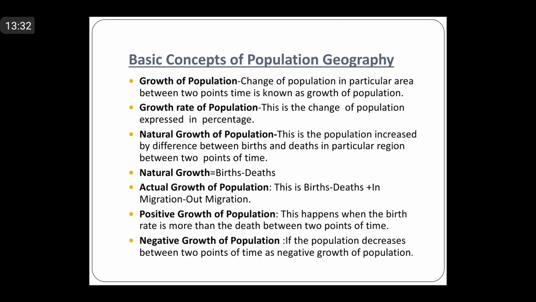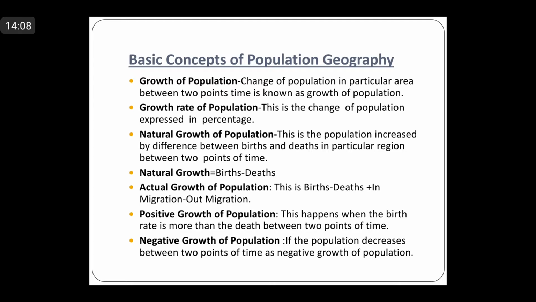What is that actual growth rate? This is births minus deaths plus in-migration minus out-migration. I can tell you in this way: when migration, immigration and emigration, along with the birth rate and death rate, are taken into account, it is called the actual growth rate.